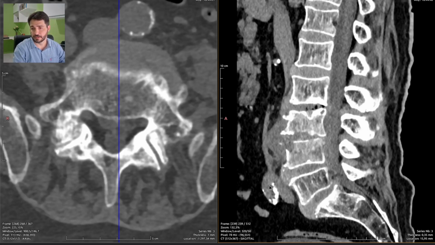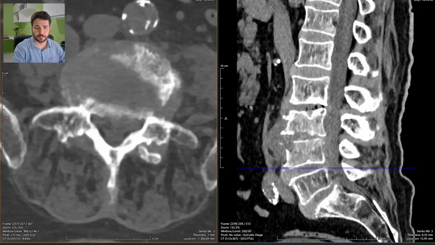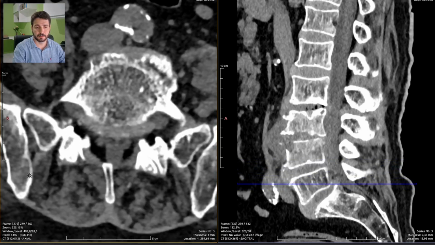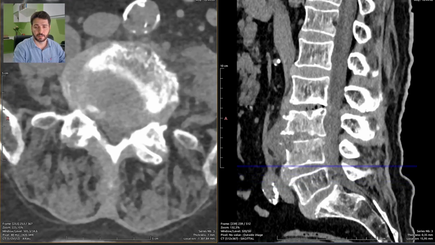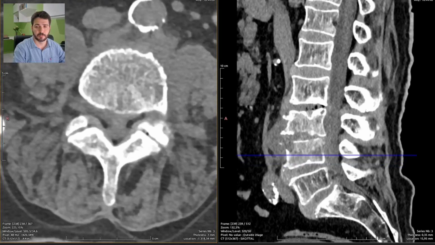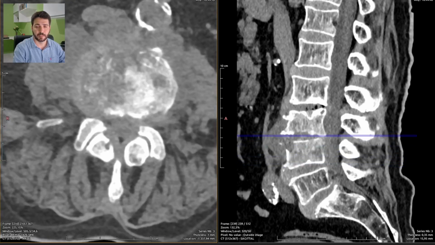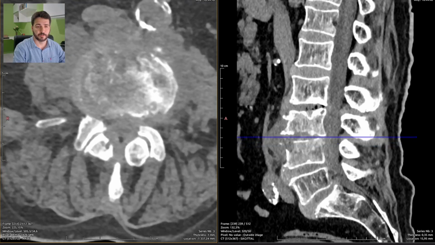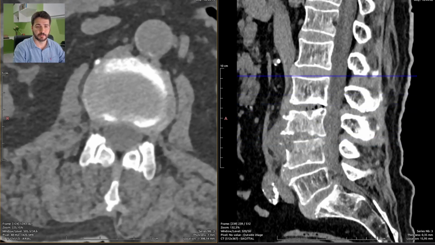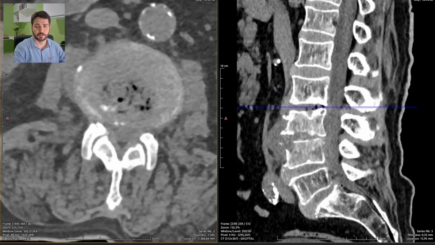So stenosis. Let's go for vertebral canal stenosis. L5-S1 is fine. L4, L5, I can say it's moderate. L3, L4, it's severe. Moderate, normal. So moderate and severe.